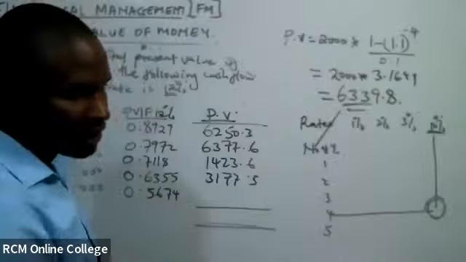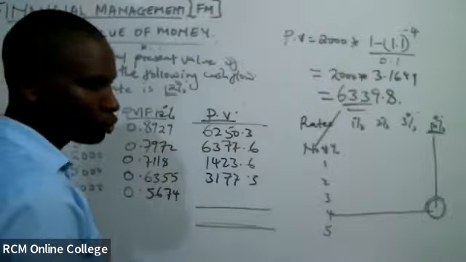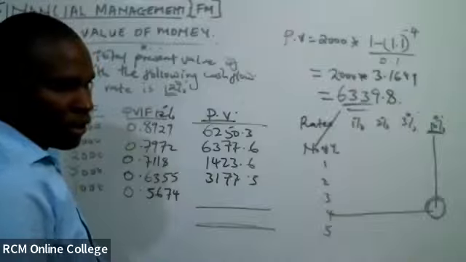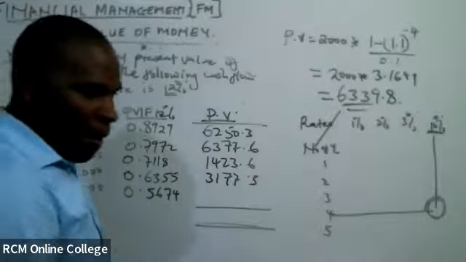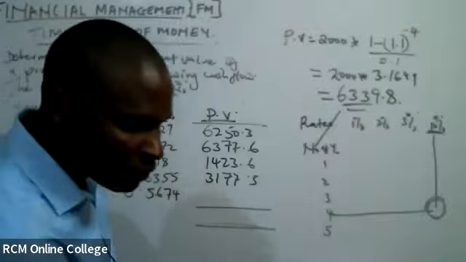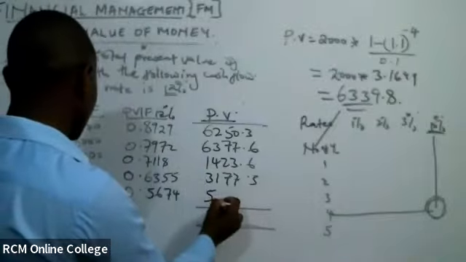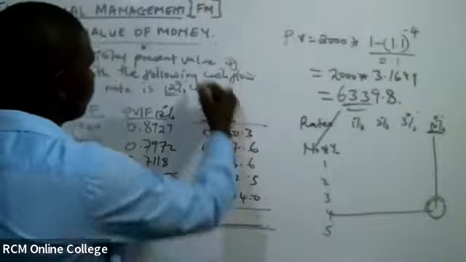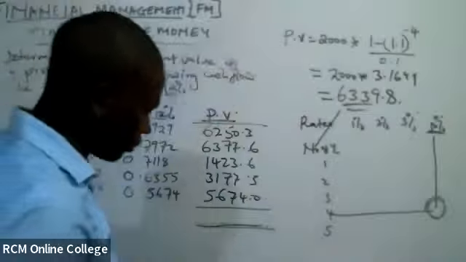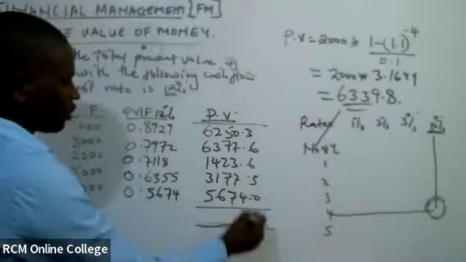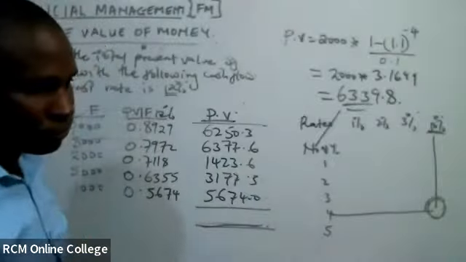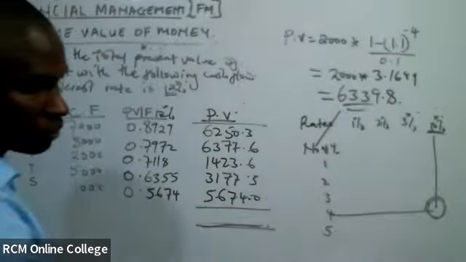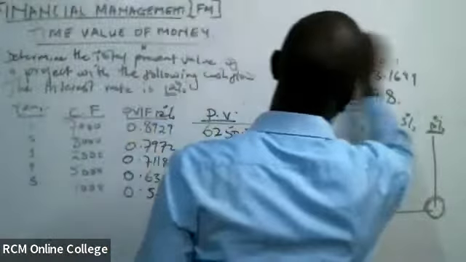Give me the last one. Asante. Nipatie ya mwisho tukisonga. 5674.0. Give me the total. They wanted the total present value. Na chapa yote. Unaongeza yote. Total. Total ni ngapi pale?